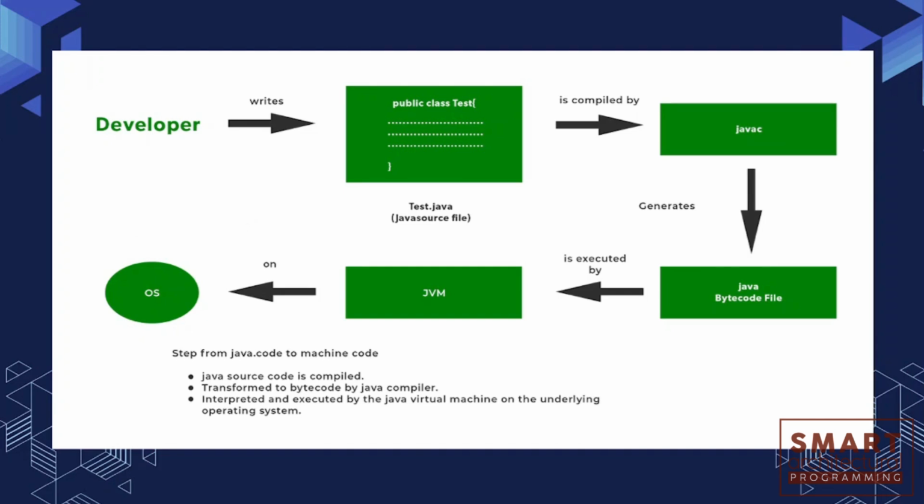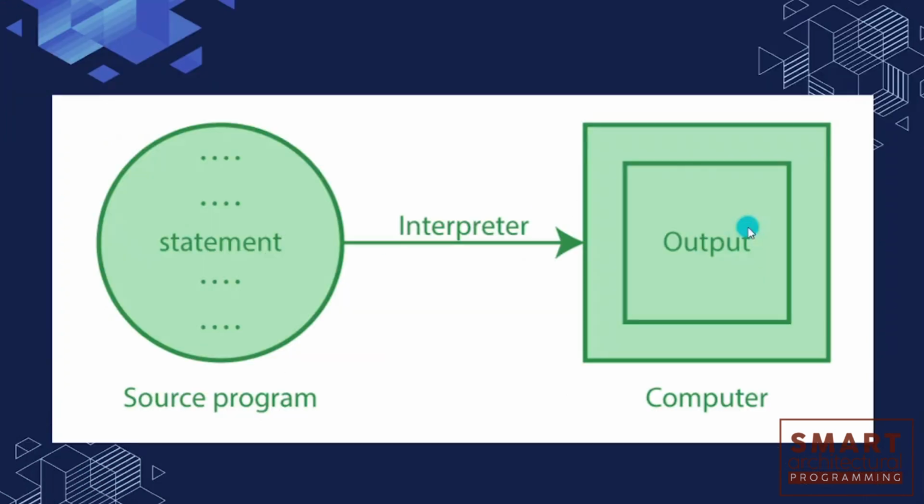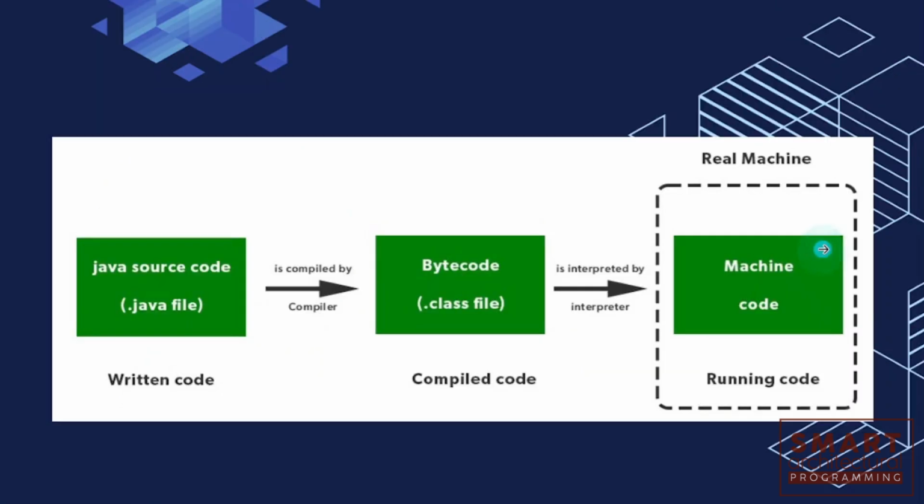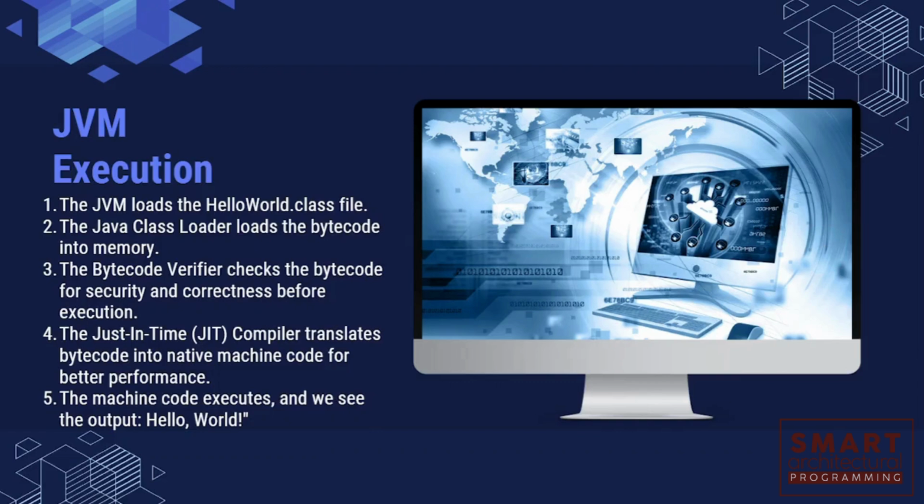So Java code to machine code moves in this cycle, as you can see. Java source code is compiled, then transformed to bytecode by the Java compiler, and then executed by the Java virtual machine on the underlying operating system, basically. And here you can simply see an interpreter, a very basic abstraction where a statement or source program can be interpreted into an output. But this diagram is not that important. Now that we understand that, we need to move into JVM execution.